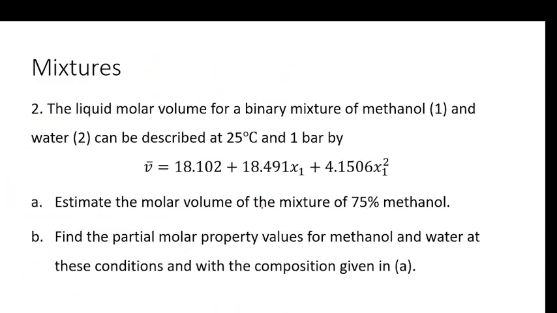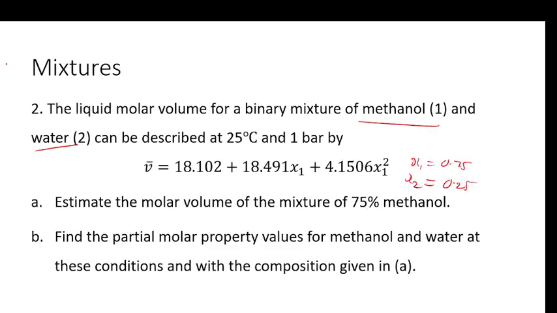For the second question, it's a very similar approach. The liquid molar volume for a binary mixture of methanol and water can be described at 25 degrees Celsius and 1 bar by this expression. So methanol is species 1 and water is species 2. Now, we've been given the expression and we are supposed to estimate the molar volume of the mixture of 75% methanol. So it means that x1 is going to be 0.75 and x2 is going to be 0.25. So let's try this out.